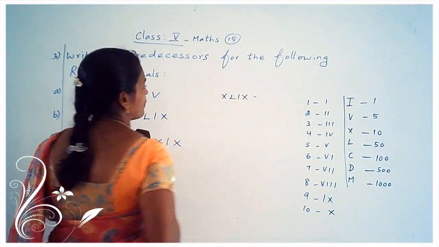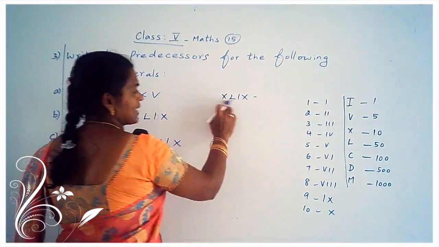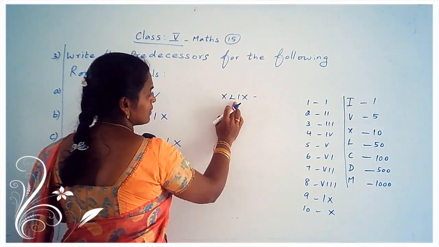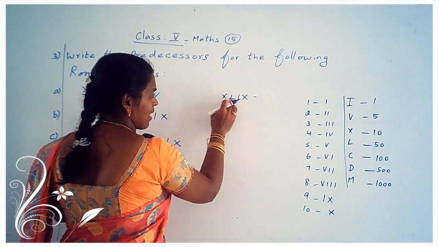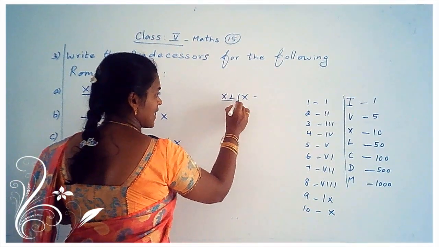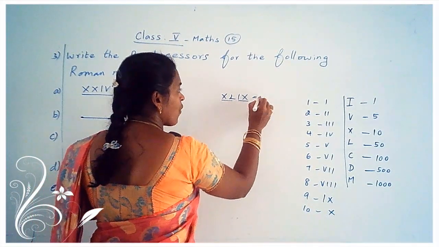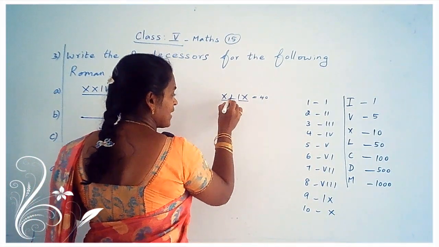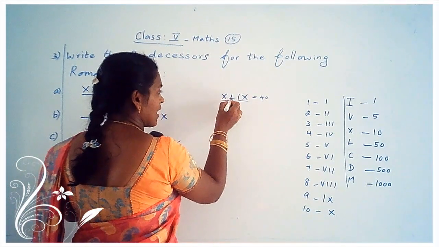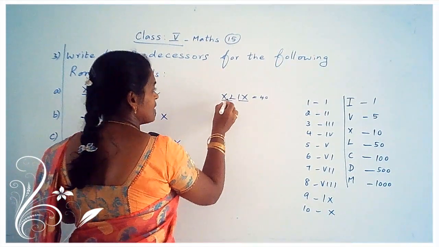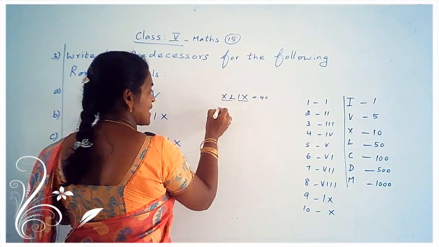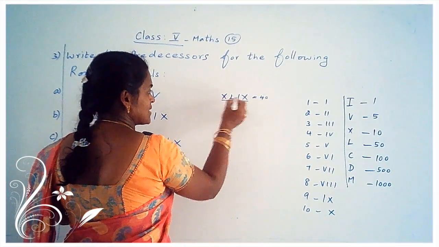XLIX stands for XL and IX. Here X is written before the large number. Now you divide: this is XL and IX. Children, XL means 40, yes or no? Here X is written before the large number, so it is to be subtracted. L stands for 50, X stands for 10, so 50 minus 10 is equal to 40.